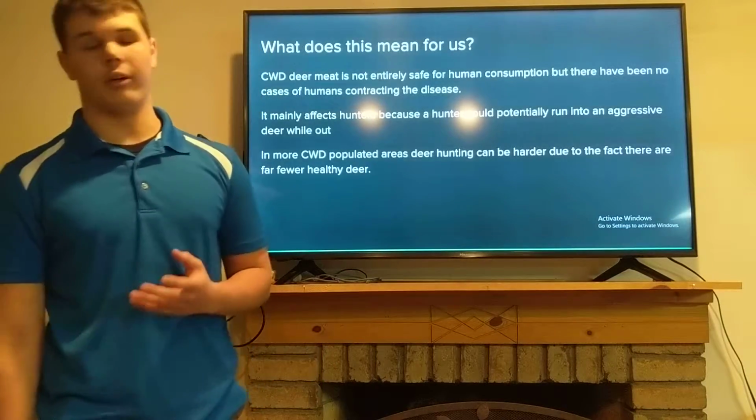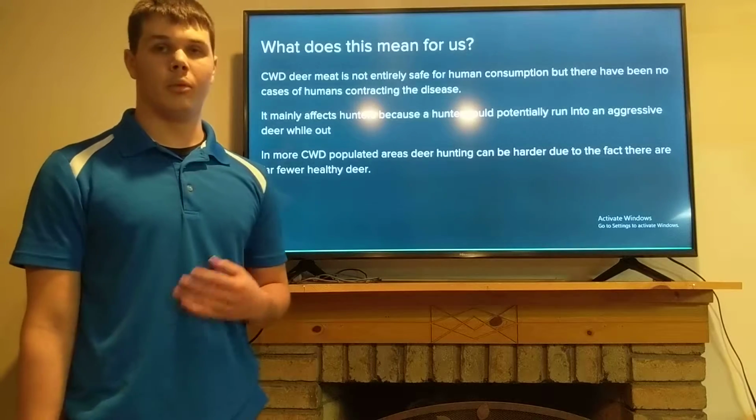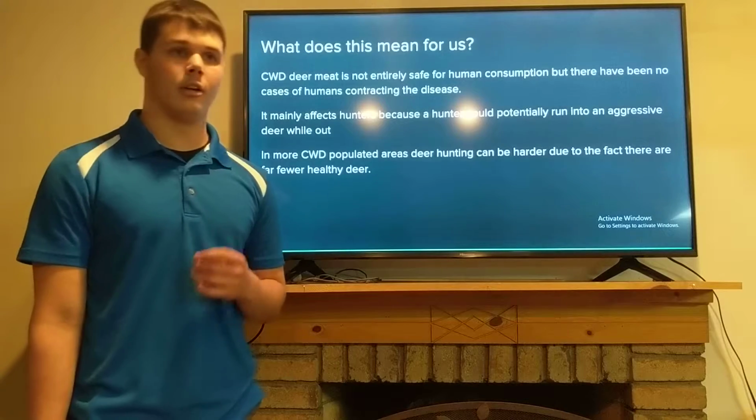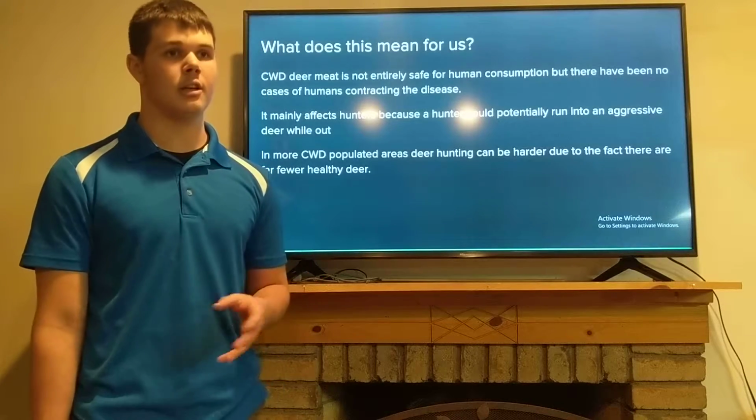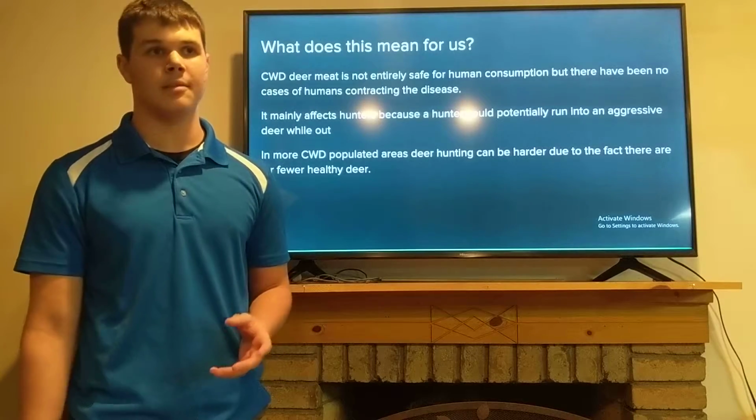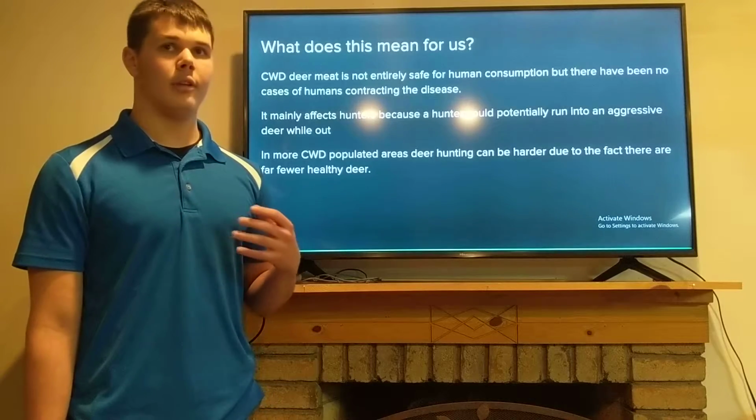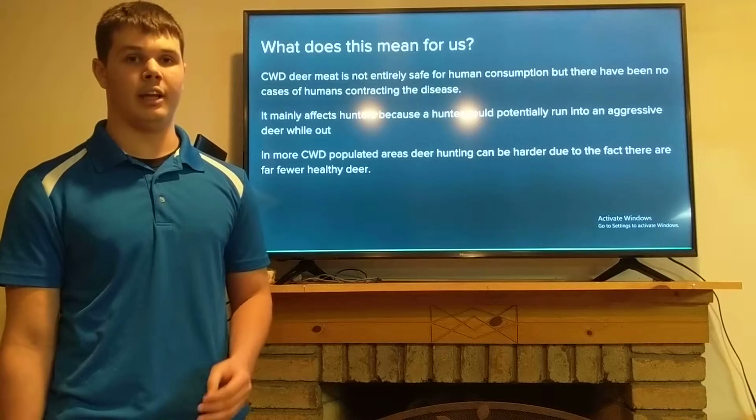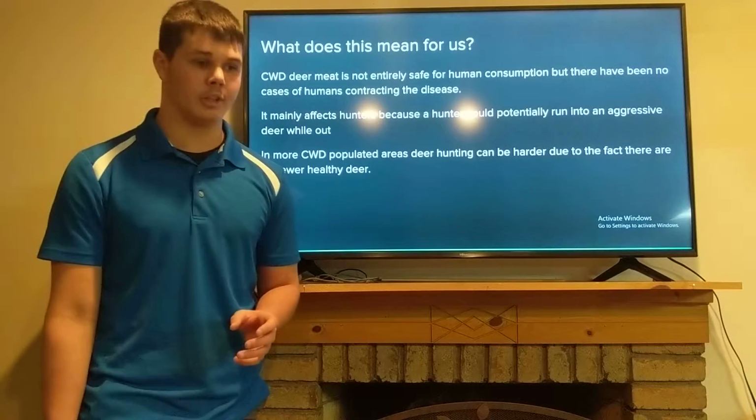So what does this mean for humans? For humans, it really means that the meat could be dangerous. The CDC says that there are no known cases of humans contracting the disease, but they said if you are skeptical about the meat that you got from a deer having it, to always get it checked out by officials.